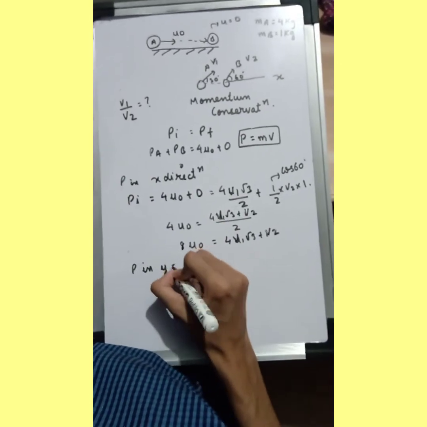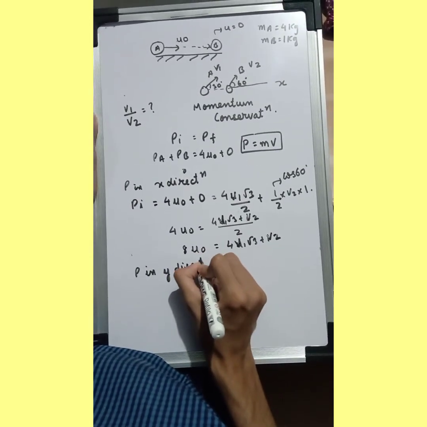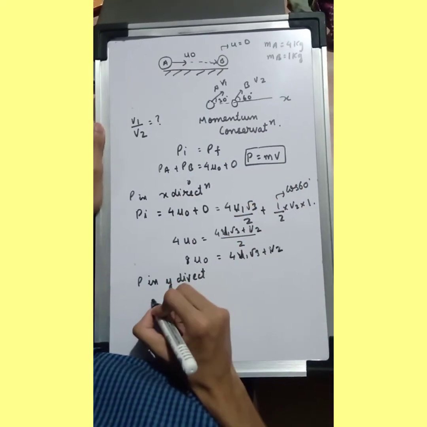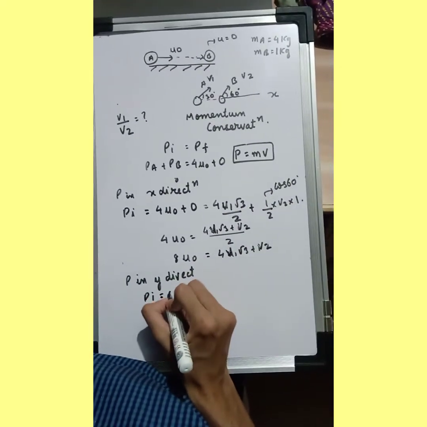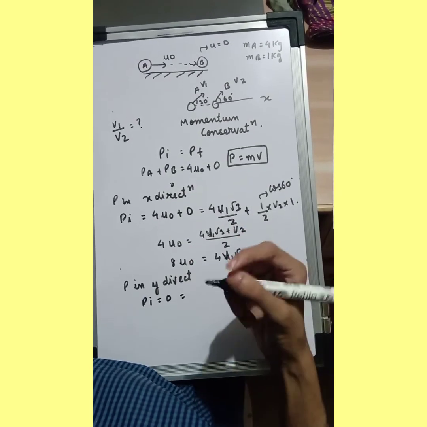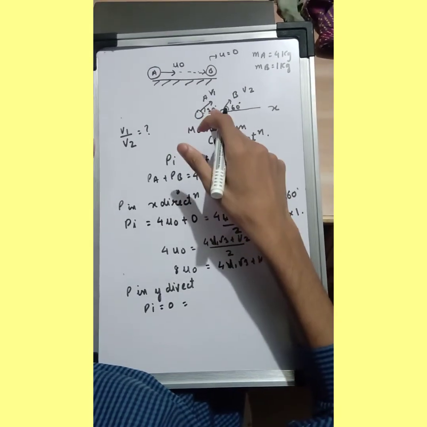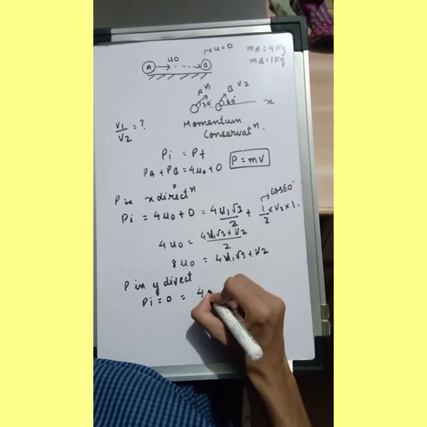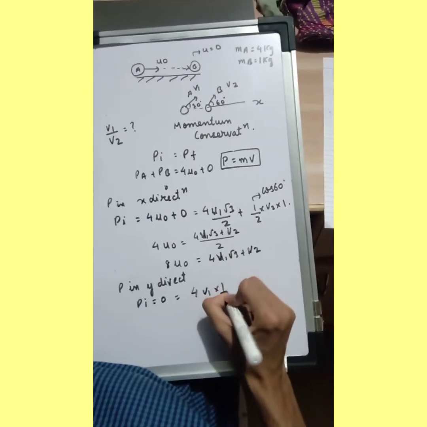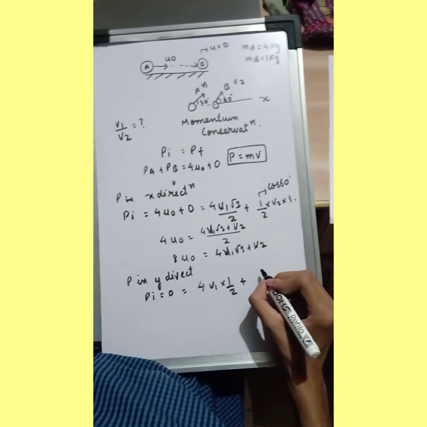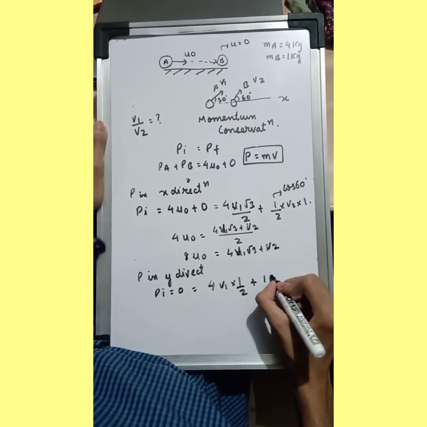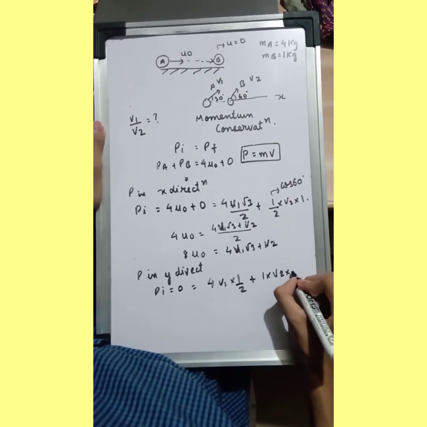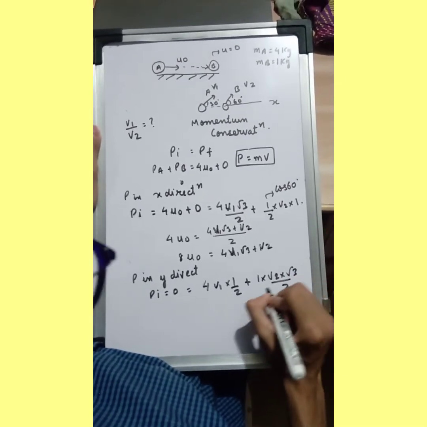Now we will do in y direction. So if we look, initially there is no velocity in y direction, therefore momentum initial in y direction would be 0. And finally it must also be 0. So mass of A into v sine 30, that is 4 into v1 sine 30, plus 1 into v2 into sine 60 must be 0.